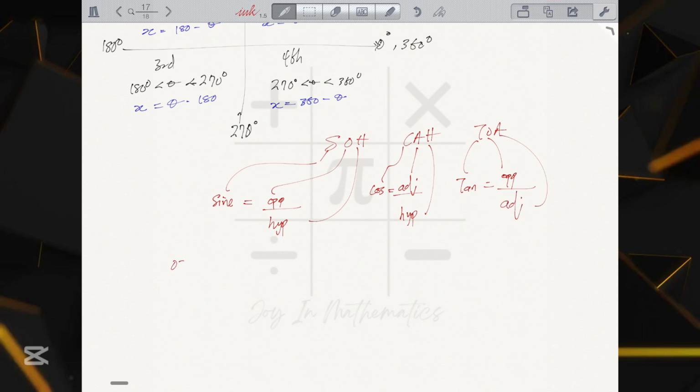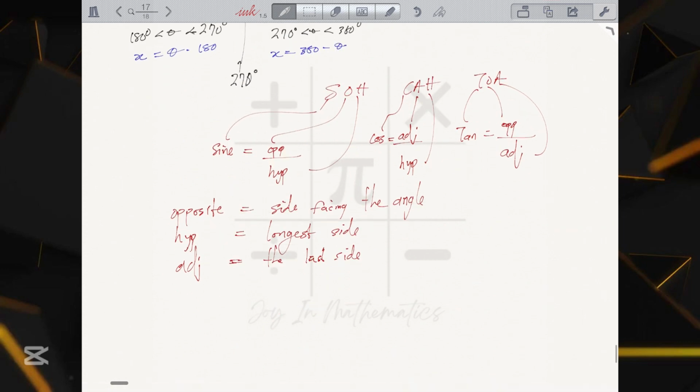Now the opposite will be the side. The opposite will be the side facing the angle. The hypotenuse will be the longest side, and the adjacent will be the last side. Since it is a triangle, a right angle triangle.